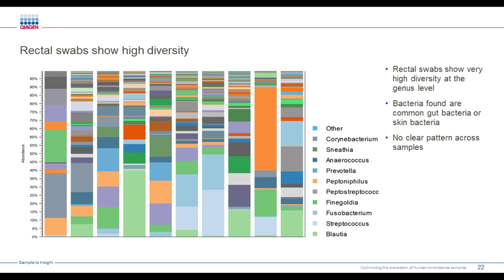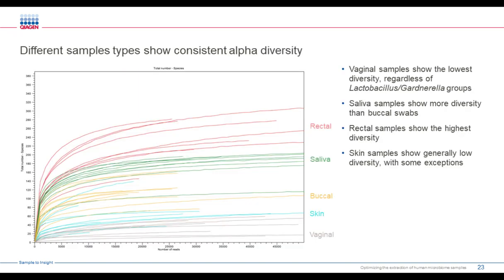But as with everything else that we've looked at, the species or the genera that we find here are exactly the ones that we would expect to see in a rectal swab. They're gut flora. There's some skin ones involved here as well. But again, I think this is also a very reasonable result for the rectal swabs. And then the last point here is the alpha diversity.